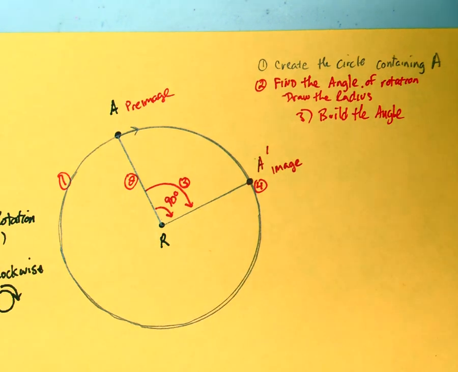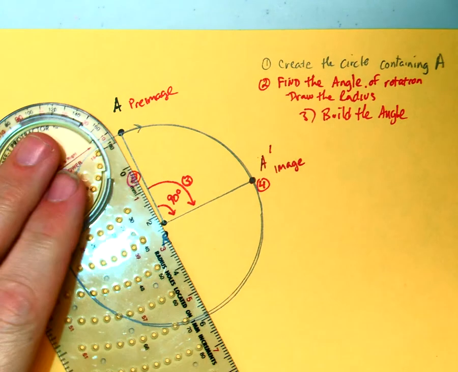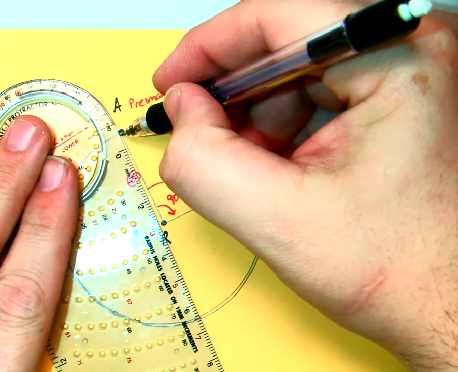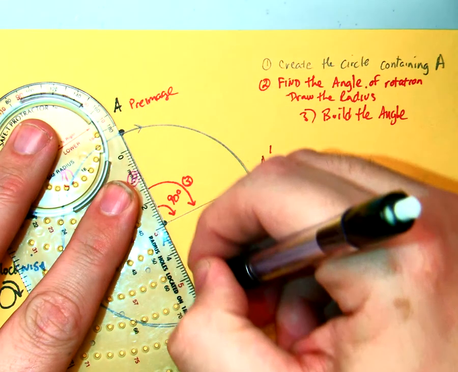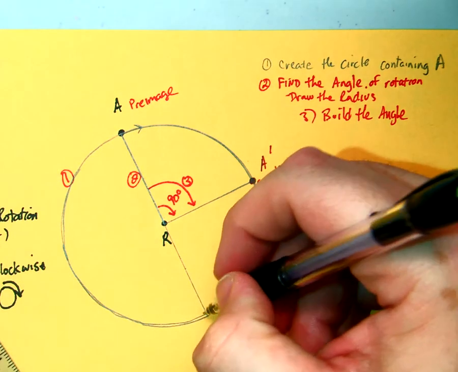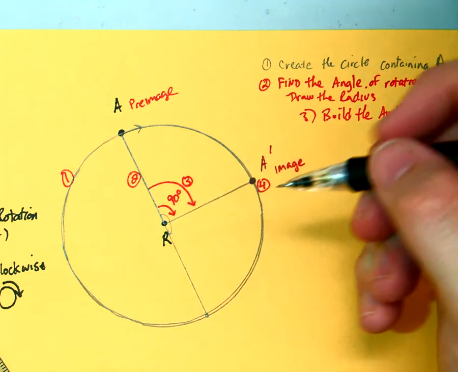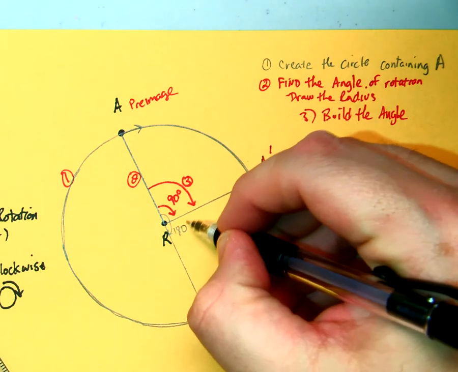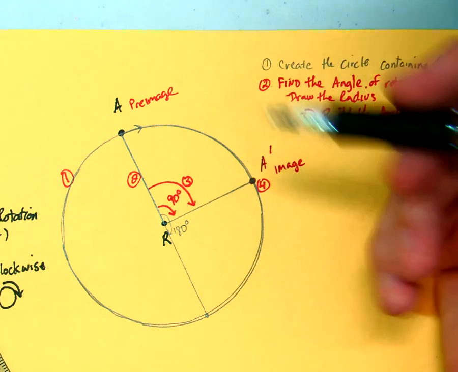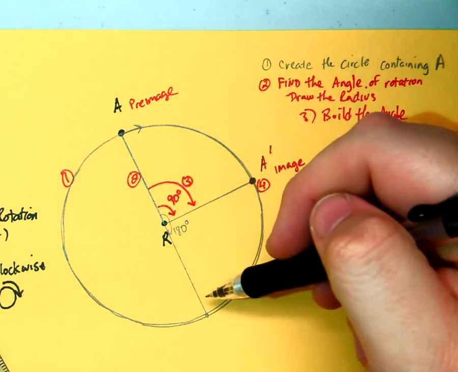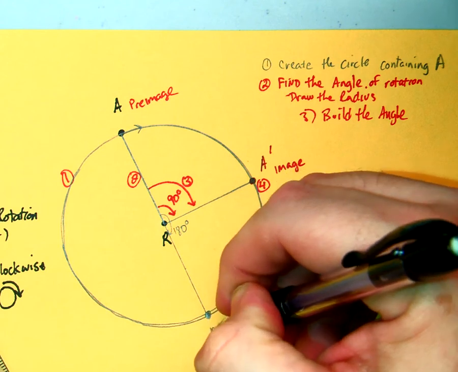Now, a couple other things. What if I took this line right here and all the way through to the other side? What would the angle here be? 180 degrees. Okay. So if I wanted to go 180 degrees, I could find a double prime at 180 degrees if I wanted to there.